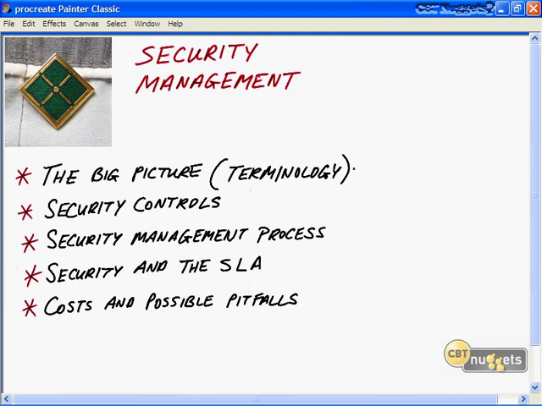In this final nugget of the ITIL series, we looked at 5 key issues. First of all, the big security picture, covering a wide variety of different terminology that are important for security management. We discussed security controls and different ways to categorize those controls. We looked at the 6-step security management process, as well as security and the service level agreement. And we finally finished up looking at the cost and possible pitfalls of security management.